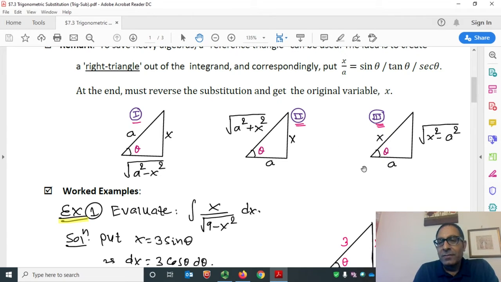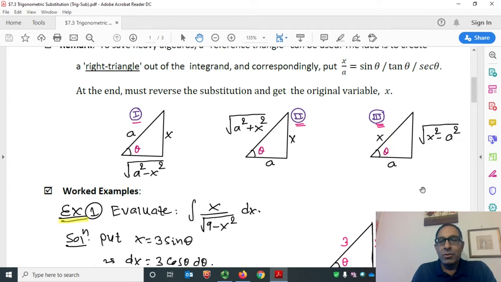Similarly, in the third diagram, we put x over a equals secant theta. Keep in mind, secant theta is the reciprocal of cosine theta. Cosine theta is base over hypotenuse, so secant theta is hypotenuse over base. So x is the hypotenuse, and a is the base. Then the perpendicular of that right triangle must be radical x square minus a square.